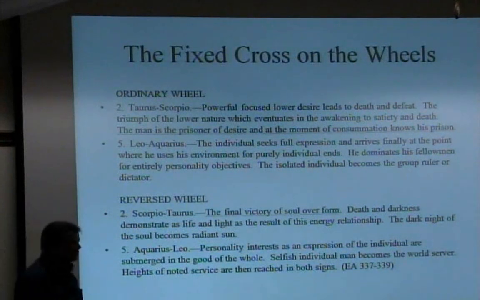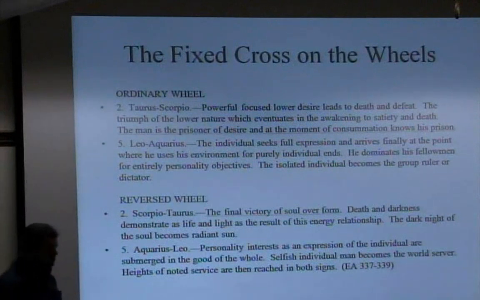It really puts desire into perspective, I think, and from a Buddhist point of view, it's sort of interesting to see it presented in the Western point of view, in a way. Leo Aquarius, we can deal with these a little later. I think I can march on to the next page. But on the reversed wheel, then Scorpio Taurus is the final victory of soul over form.